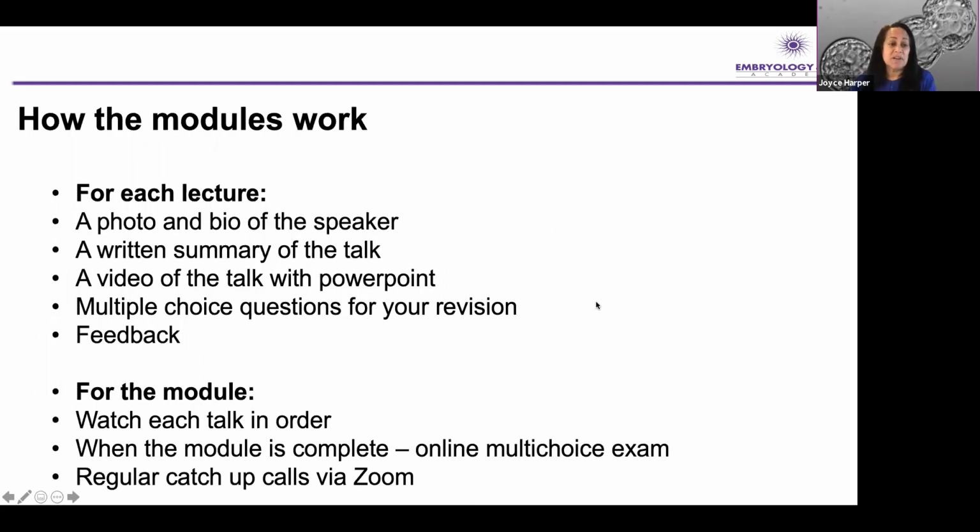So how the modules work is that for each lecture, you will see a photo and bio of the speaker, a written summary of the talk, a video of the talk with PowerPoint, it's just like this. And then there are some multiple choice questions for your revision and some feedback. So for each module, you would listen to the talks in order. And when the module is complete, if you want to do the exam, you can take the online multiple choice exam. And if you pass, you get a certificate immediately. And we do regular catch-ups and webinars and things on Zoom.